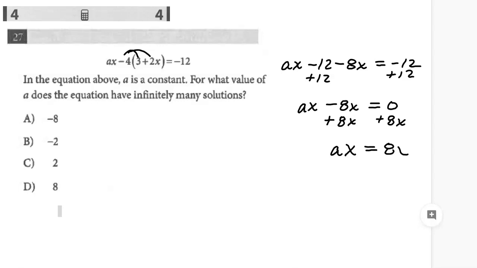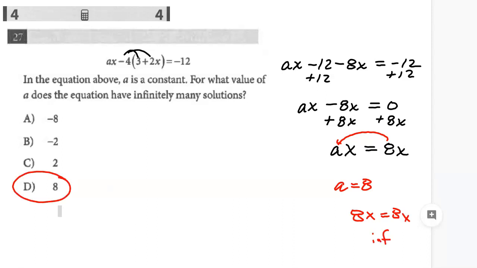And I get that. And so for these two sides to be the exact same, it looks like a has to equal 8. So if a equals 8, I end up with 8x equals itself, which would give me infinite solutions. So the correct answer here is D.